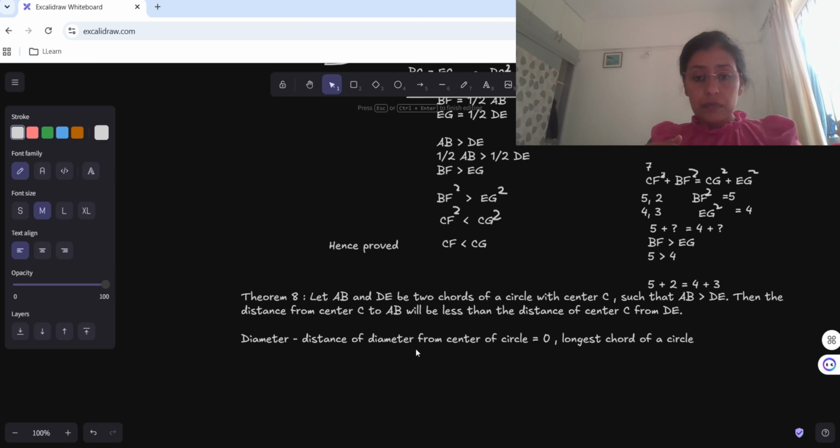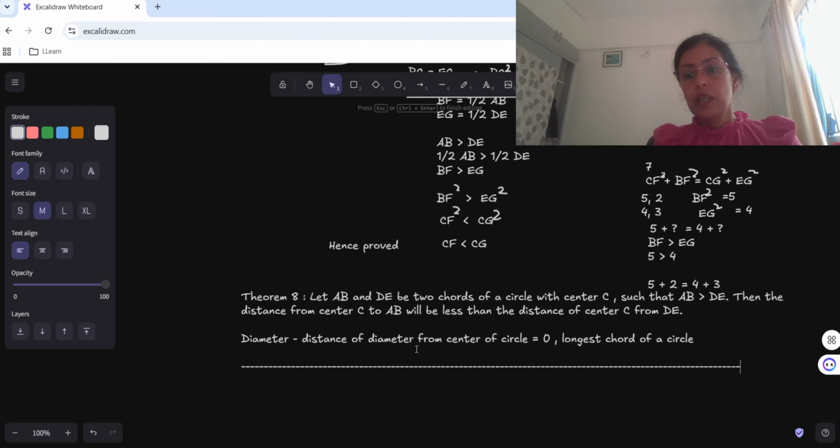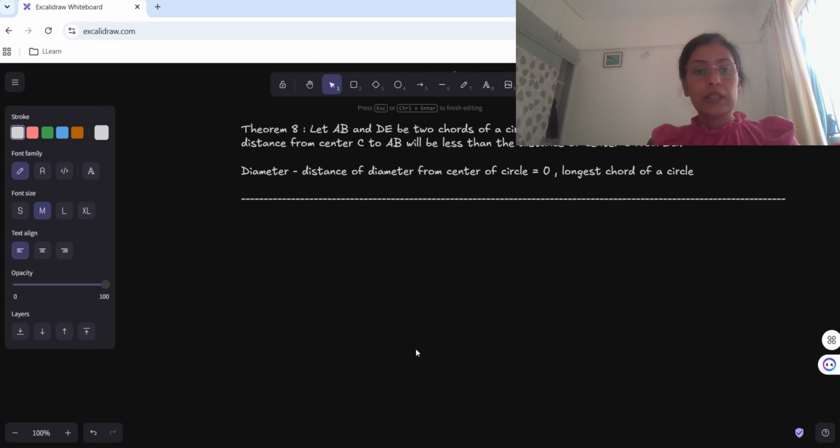And similarly, as we keep increasing the distance of the chord from the center, at one point, the 2 points of the chord will just merge and overlap, it will become like a point on the circle, and its distance from the center will be the longest, which is the radius, right? So with this, we are done with all the theorems about the chord of a circle. So we'll come to the next topic now.